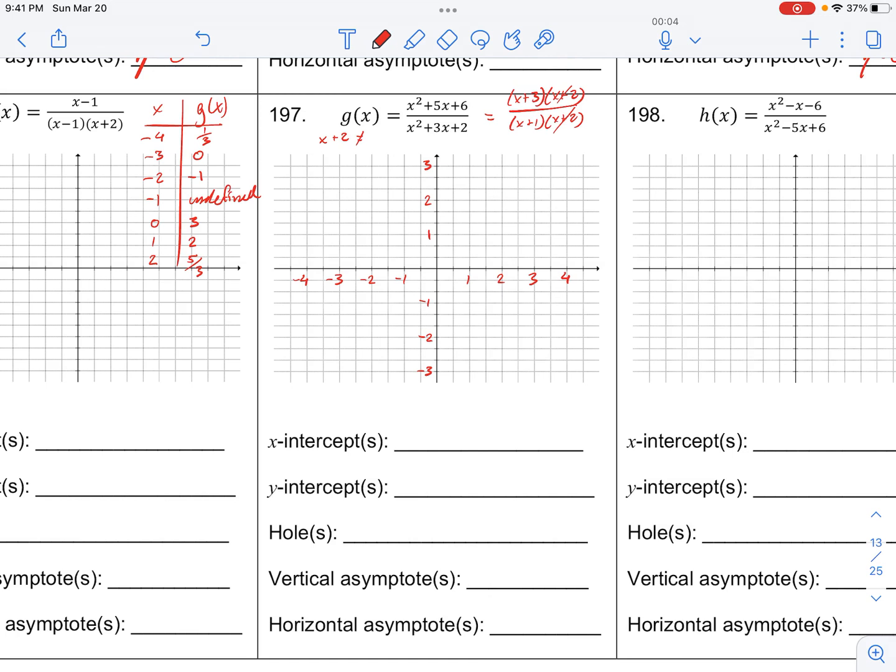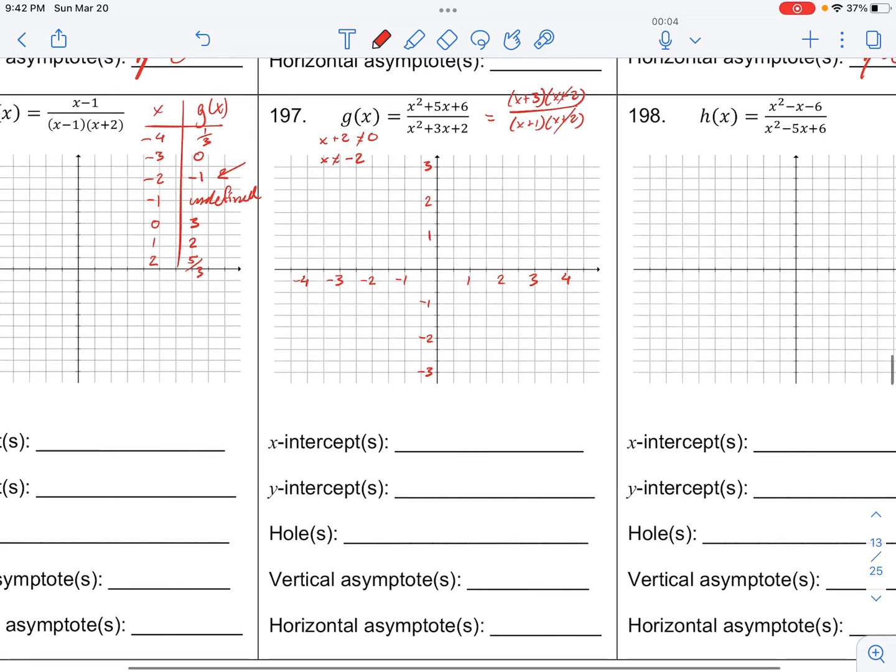We have to remember that we have to include this hole. So we have to say that x plus 2 in the denominator cannot equal 0. So x cannot equal negative 2, meaning that in our table of values here, our function has a hole at negative 2 comma negative 1. Also, this x plus 1 cannot be 0 in the denominator, so x cannot equal negative 1. This is a vertical asymptote, so we can put that in here. And we can put in the hole, negative 2 comma negative 1.